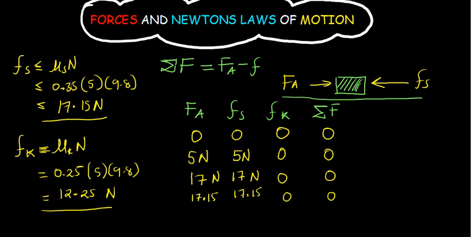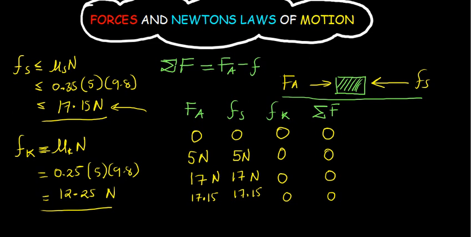So 17.15 is the minimum force that I have to apply on this object if it is to work. Such questions you are going to find them. Find the minimum force that you have to apply on an object for it to start moving. All they're asking you is calculate the static friction. That's why we are saying less than or equal to. It's the minimum.